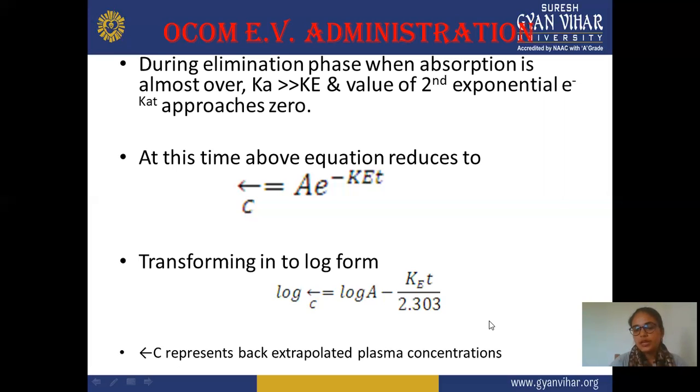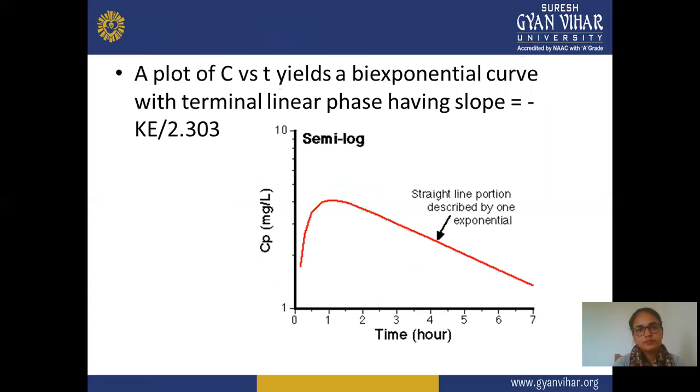And C represents the back-extrapolated plasma concentration. Here C is shown by one arrow, and this arrow is for the back-extrapolated plasma concentration, where more absorption is observed compared to elimination.